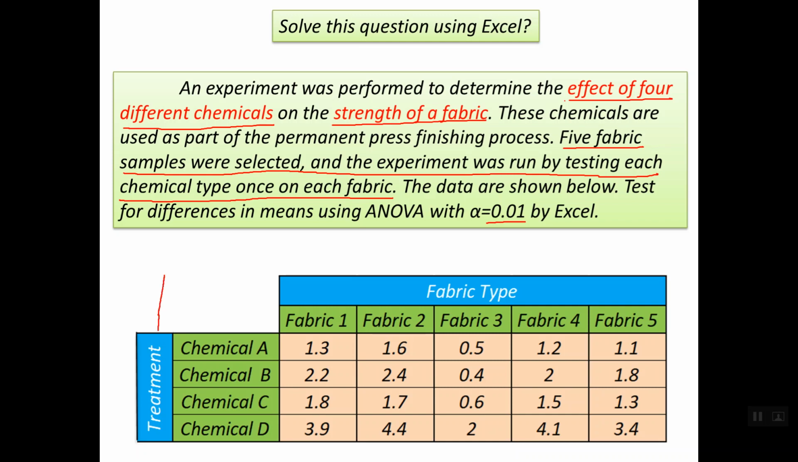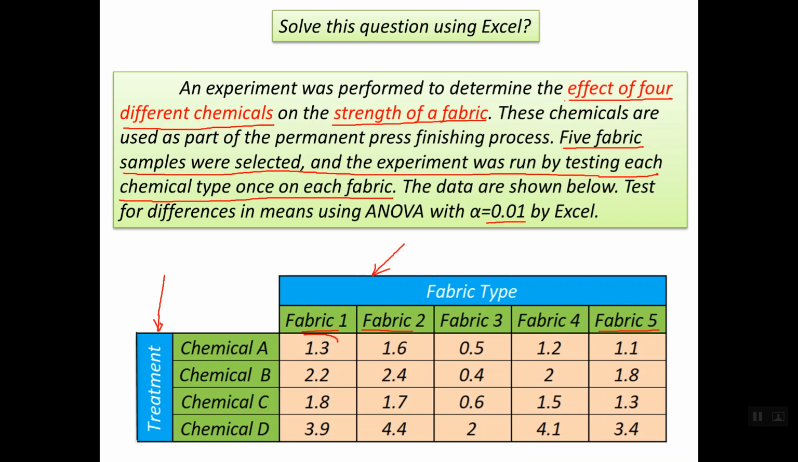Simply, first we have this factor, which is the treatment, and this treatment has 4 levels, chemical A, chemical B, chemical C, chemical D, and the second factor is the fabric type, and this factor has 5 levels starting from fabric 1 and fabric 2 till fabric 5. What do we have? Records inside this table represent the strength of the fabric after performing the experiment.